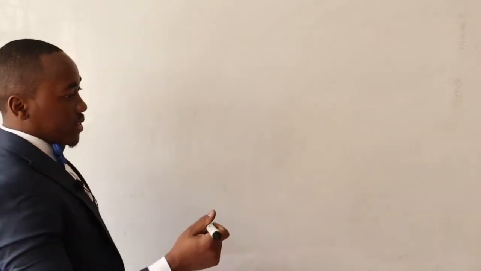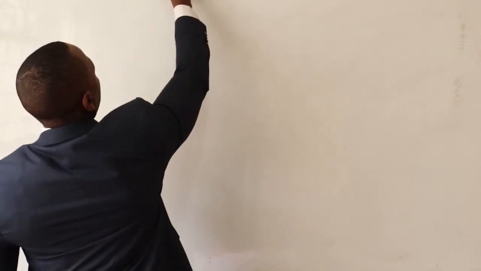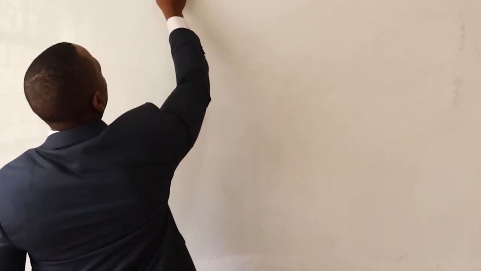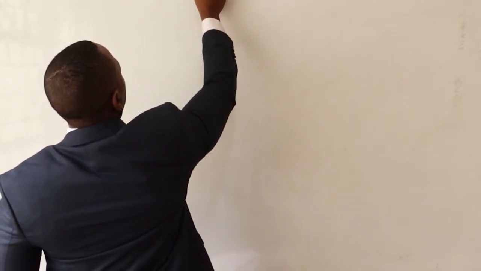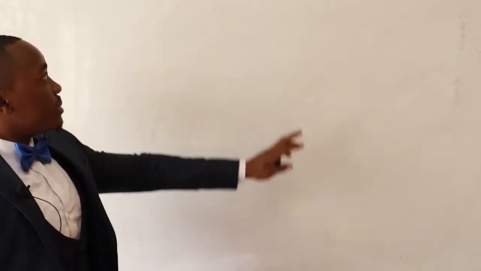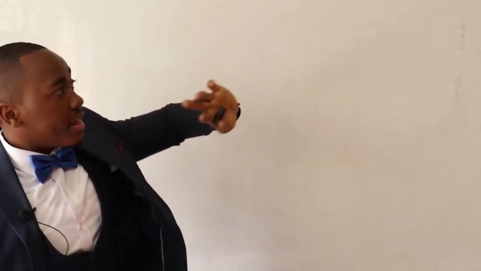So we need to get the salary of both the auditor and assistant auditor. So we can do this. Let the auditors be denoted by X, and the assistant auditors be denoted by Y. X is the auditor, Y is the assistant auditor.